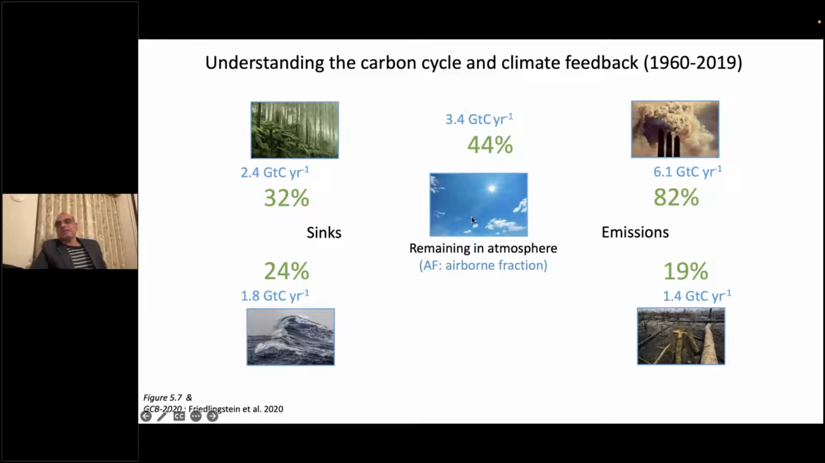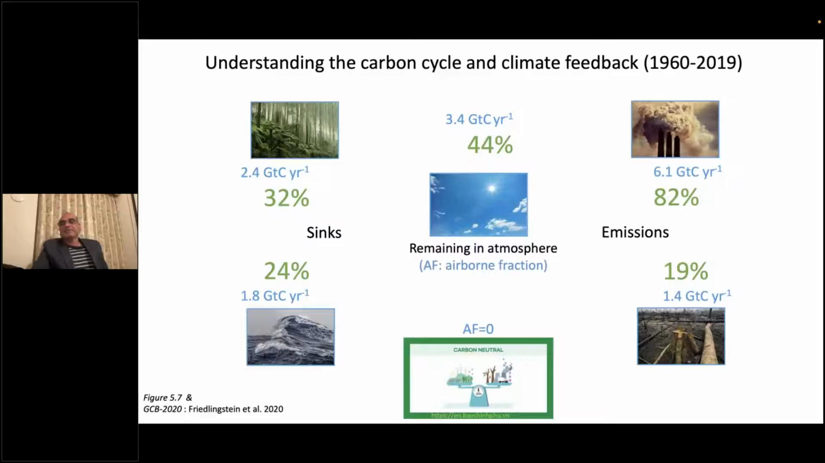For example, one concept we are now discussing is carbon neutrality, right? Carbon neutrality means the airborne fraction has to be 0, so nothing will stay in the atmosphere. So the emission should be almost equal to the sink, and ideally the sink has to increase and emission has to decrease, because the emissions are so much linked to our lifestyle. It is not very easy to reduce emissions instantly.